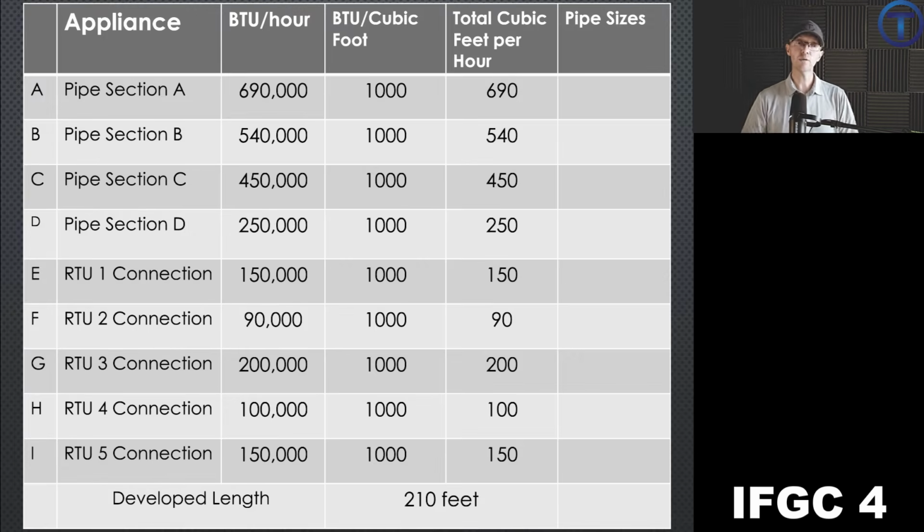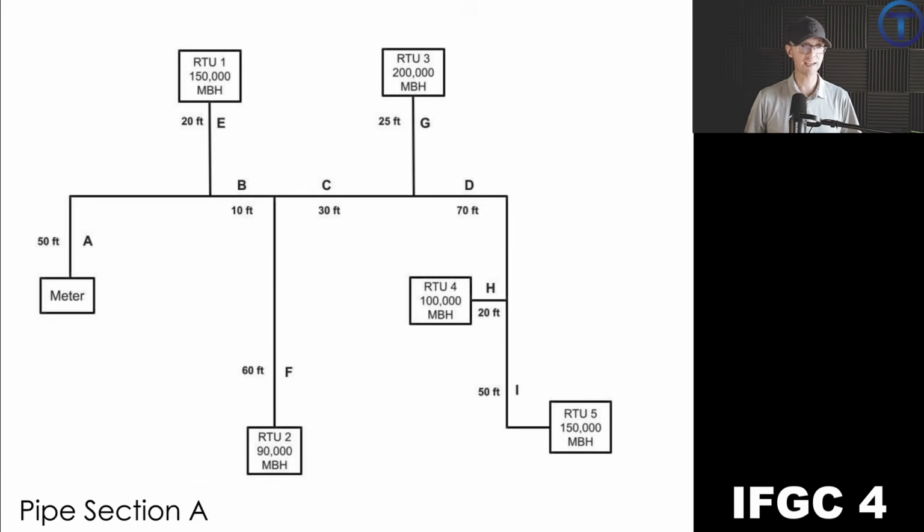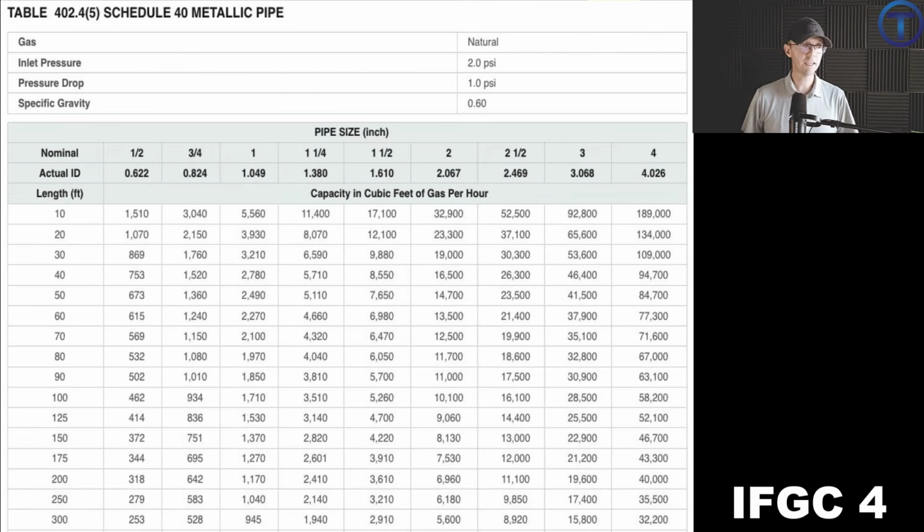Here we go. You've seen this table. We've already figured out all of the cubic feet per hour and our developed length. We can move forward with sizing. We're going to size out section A. It's got 690 cubic feet per hour. I am now on table 402.4(5). And notice on here it's natural gas, 2 psi is our inlet pressure, we've got specific gravity 0.60. So this is the one I'm using for a higher pressure system.